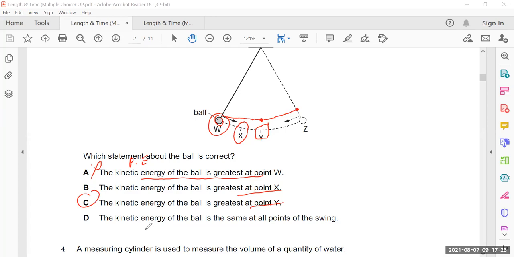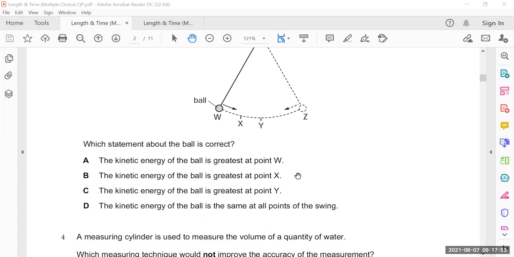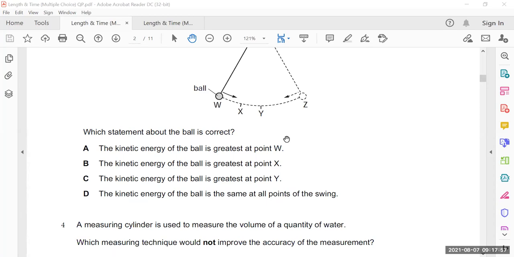In option D, the kinetic energy of the ball is the same at all points of the swing. That is not the case. Yes, please, who wants to ask? Sir, potential energy at point W and point Z is the same, right? Let me check the diagram at point W and point Z. Yes, that will be the same. Correct. The potential energy is maximum at both points W and Z.